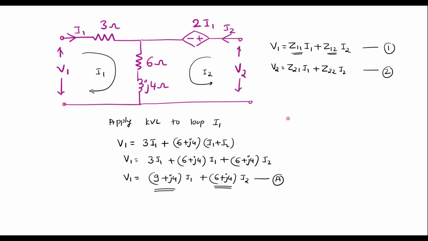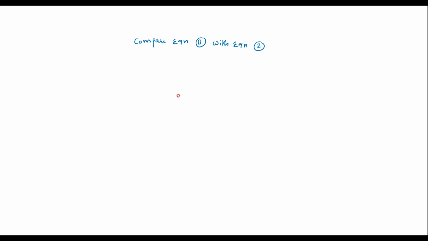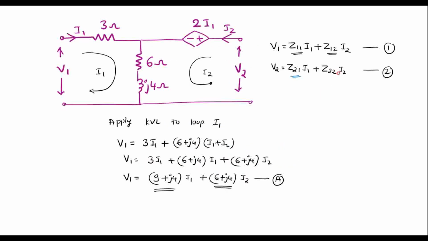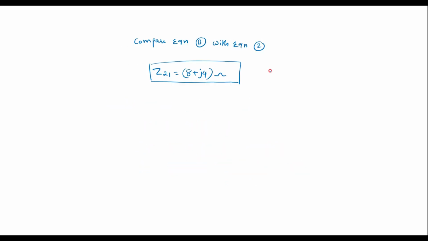Now compare equation B with equation 2. In equation 2 the coefficient of I1 is Z21. Here the coefficient of I1 is 8 plus J4. So Z21 is equal to 8 plus J4 ohms, and the coefficient of I2 is Z22. Here the coefficient of I2 is 6 plus J4. So Z22 is equal to 6 plus J4 ohms.